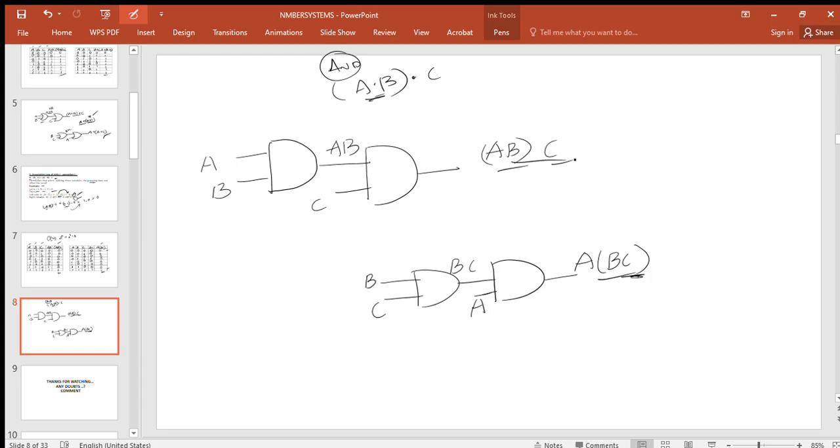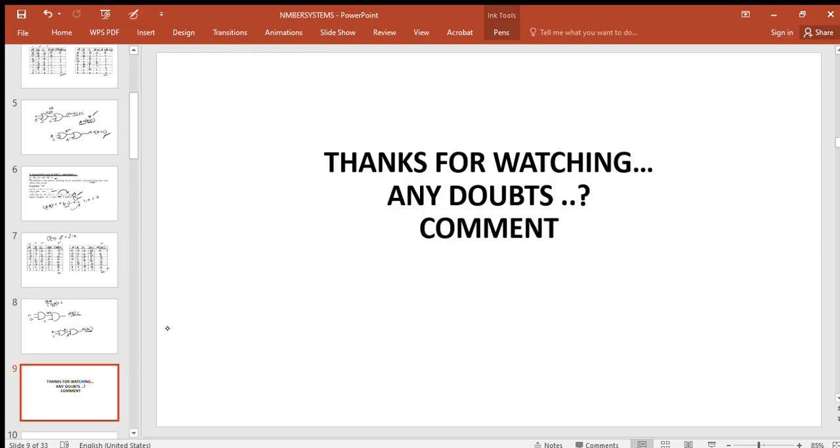So whatever the combination you take for the AND operation or the OR operation, this associative law is applicable for both the AND and OR operations.